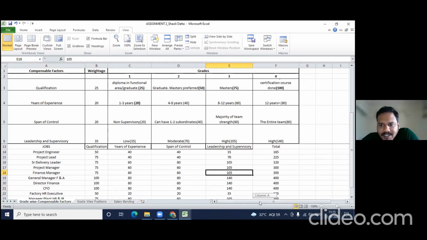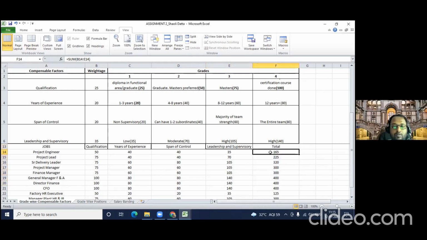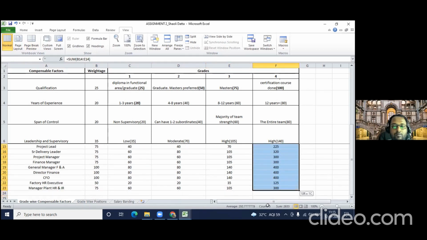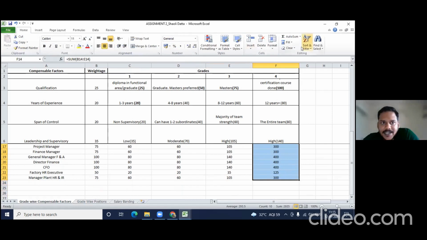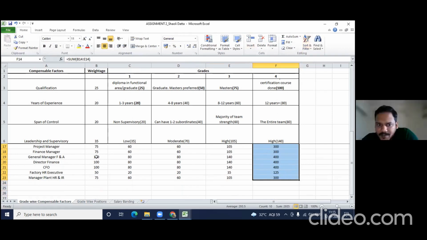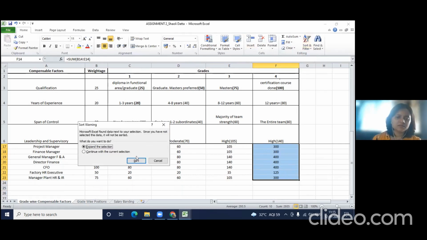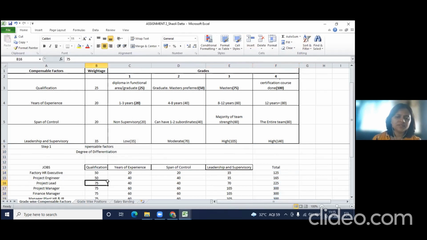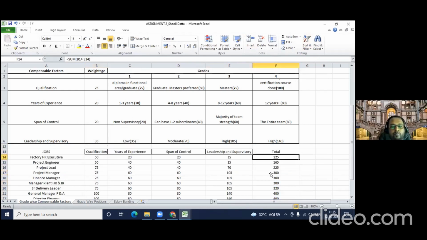Maybe you can just rank them as per the total. You have to select the entire data before sorting. We have to do the entire table, smallest to largest. Yeah, we can put it smallest to largest, but you have to select the entire table. This will work.